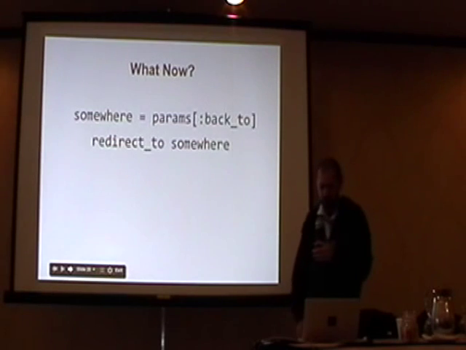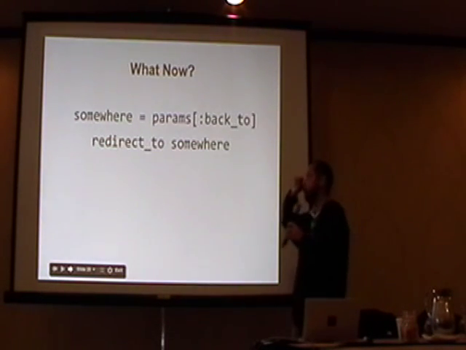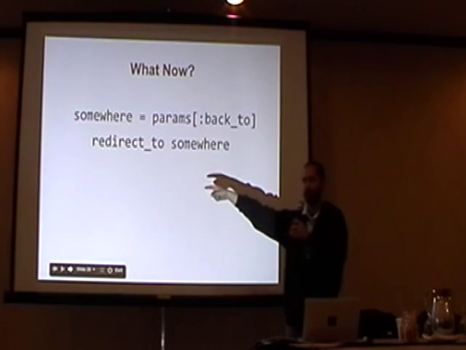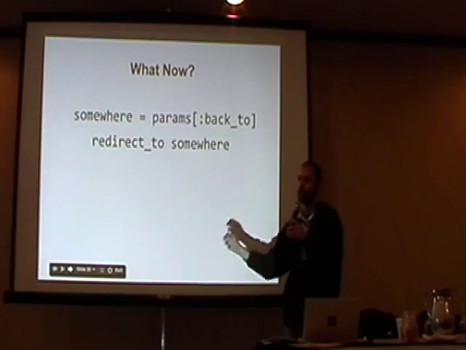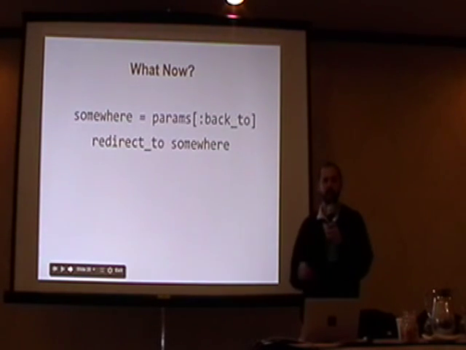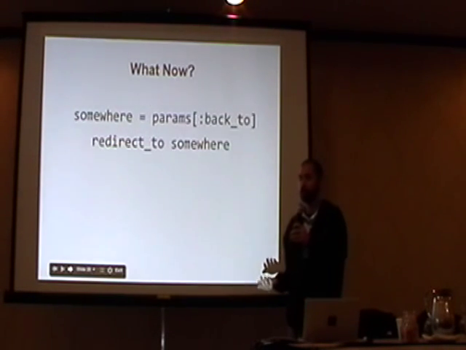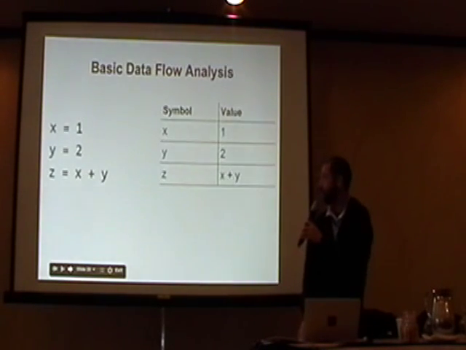So who knows? One approach here is we say, okay, we know params is bad, so we're going to say somewhere is bad. And then we're just going to trace that. That's basically taint tracking. We're saying, all right, this is a tainted value, it's probably bad, where does it end up? And if it ends up somewhere dangerous, then it's bad. That's not what Brakeman does. You could do it if you wanted, but that's not what Brakeman does. It's simpler, it's easier.